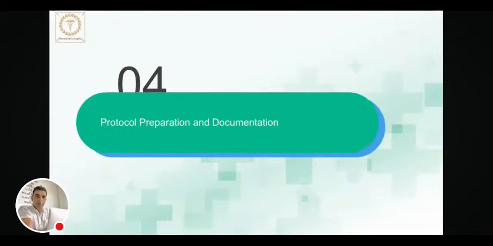Now, let's talk about protocol preparation and the essential documentation involved. The qualification protocol is a critical document that outlines the specific procedures, responsibilities, and acceptance criteria for each phase of equipment qualification. It serves as a comprehensive guide to ensure all tests and checks are conducted accurately, consistently, and in compliance with regulatory expectations. Proper protocol preparation helps avoid ambiguity and ensures a smooth, well-documented qualification process from start to finish.